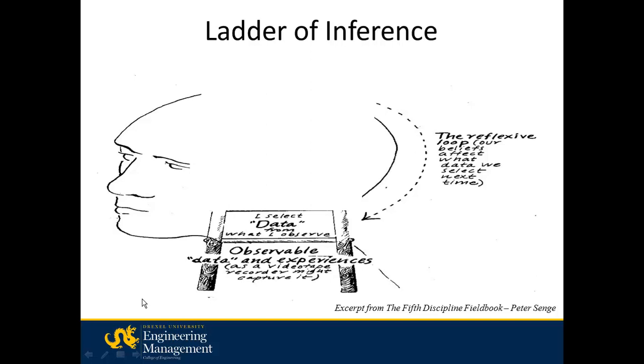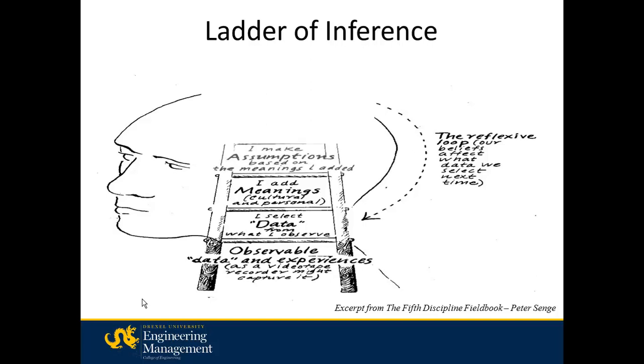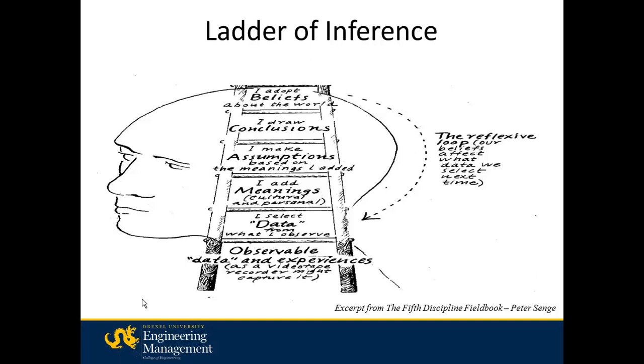The third step is that we now add meaning, so we take in our cultural and personal backgrounds and add different meaning to what we're seeing out there when we're observing a process or people. Once we've added the meaning, then we make some assumptions based on the meaning that we've added. The next step is you draw some conclusions about the assumptions you've made, based on the meanings and the data and experiences that you've collected. And at that point, you adopt beliefs about the world.